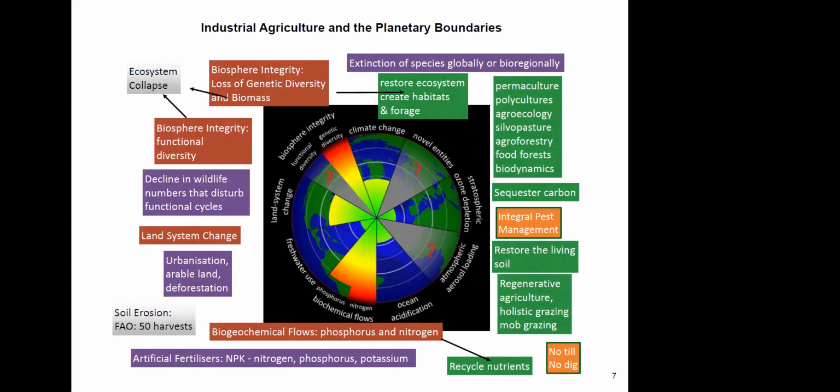If we do this, we can sequester carbon, so we're dealing with climate change as well. We create the food chain, which means that integrated pest management is possible, so that if we have insects that are eating our crops, we will also have insects and birds that eat those insects. This is what we call integrated pest management, which requires a healthy ecosystem.